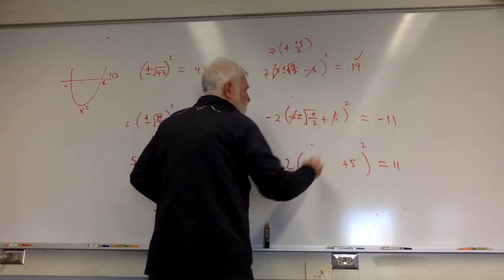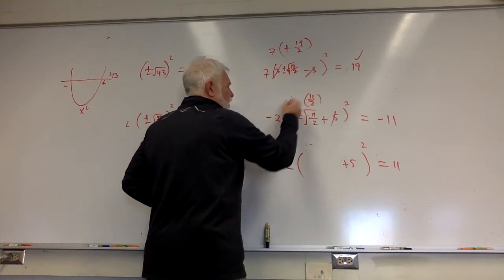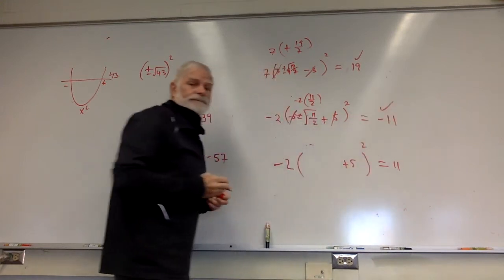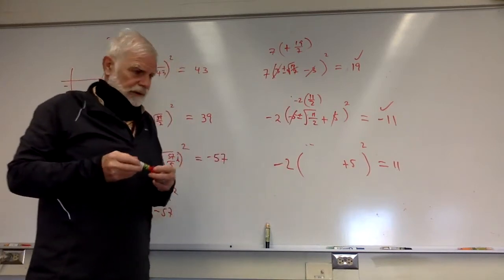Oh, the 5s go. I square this, I get 11 halves. I multiply by -2. Sure looks like we get the number we want. And I guess the most complicated one is the last one.